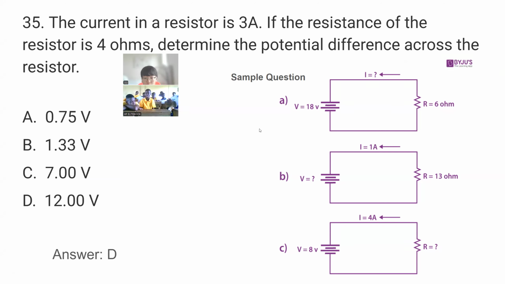Here I have a sample question. In your exam, maybe in a theory question, it might ask you this. So, here you can see from the diagram that the voltage for A is 18 volts. The resistance of the resistor is 6 ohms. And it asks us to calculate the current, which is I. Can you guys try this?